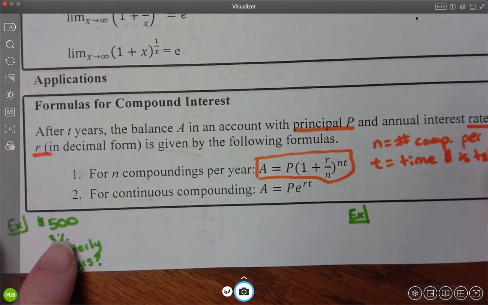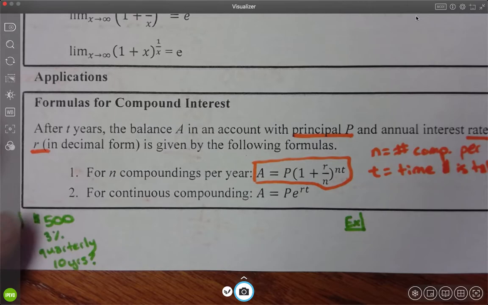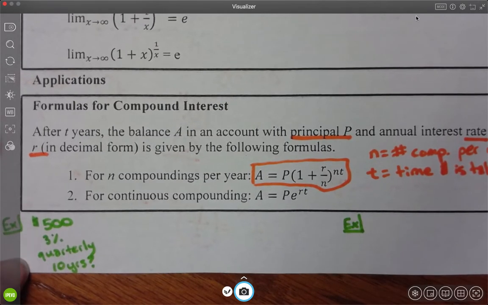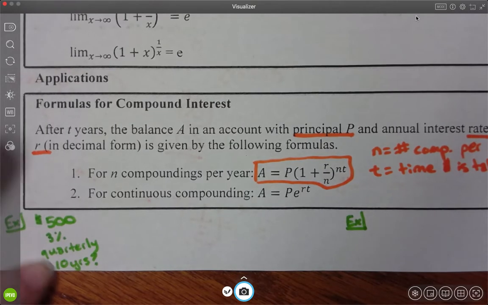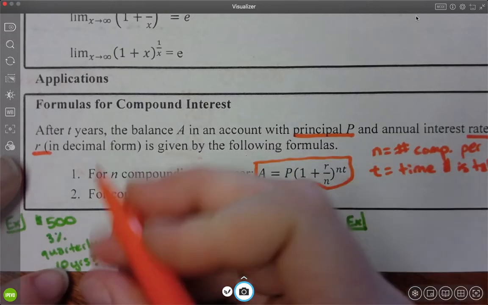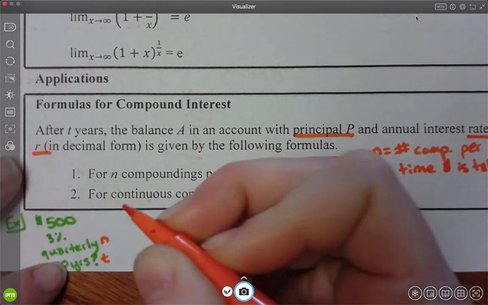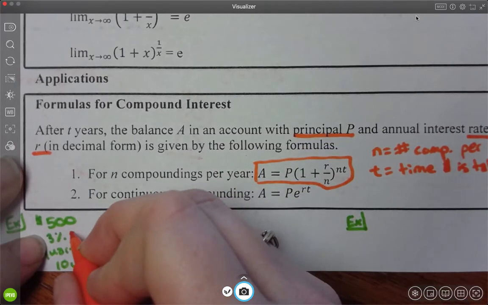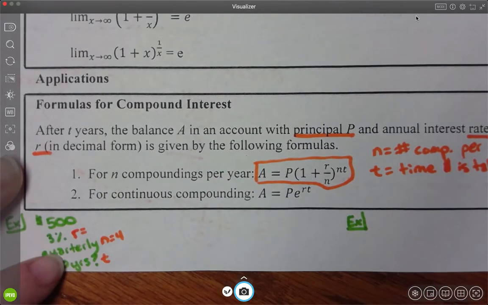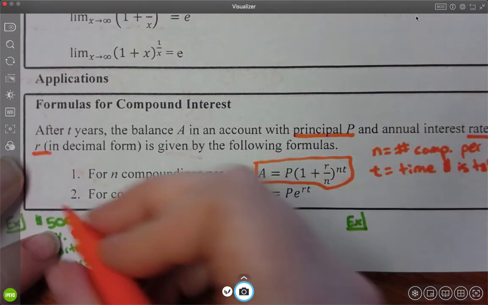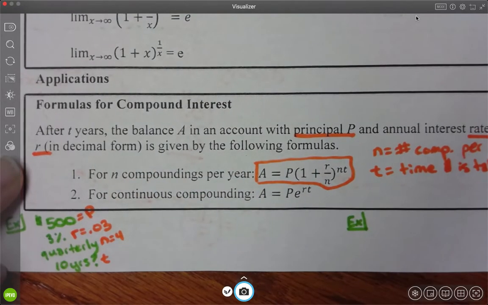So I went ahead and did an example down here. We're going to put $500 in at 3% interest. So it's earning 3% interest. And we're going to do that quarterly, okay? And then I want to know how much it's going to be after 10 years. So this is going to be my T. Quarterly is going to be my N. And if I'm doing it quarterly, that means 4 times per year. 3% is going to be my R. But be careful because R isn't going to just be 3. It's going to be 0.03, okay? Because we have to convert that to a decimal. And then P is going to be 500, okay?